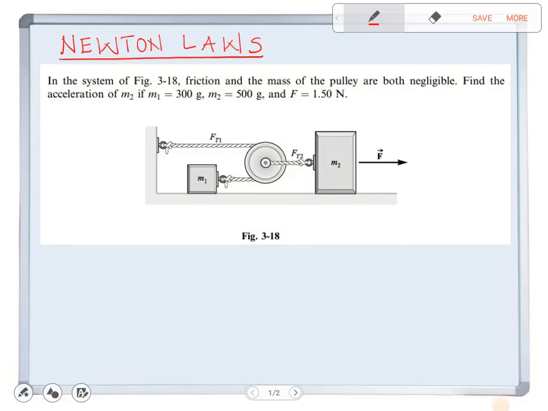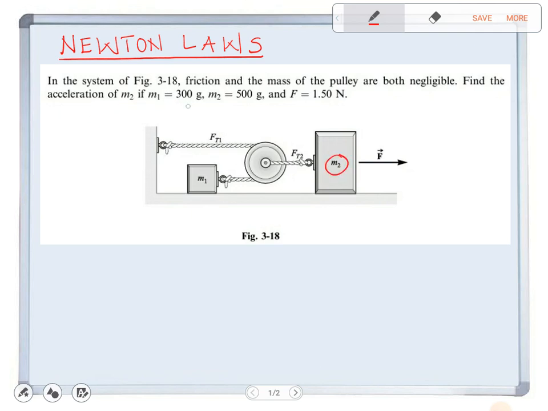I have a question under Newton's laws, which is saying in the system of figure 3.18, the mass and the friction of the pulley, this one here, are both negligible. So we don't have to worry about the mass and the friction around the pulley because they're negligible. Find the acceleration of mass 2.